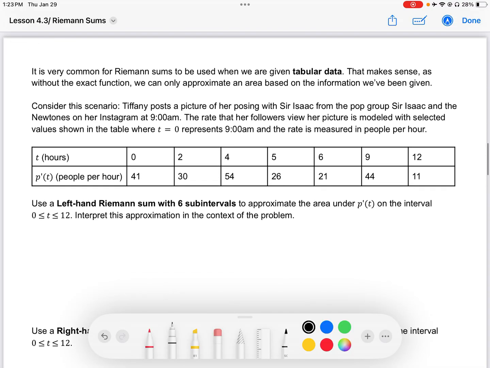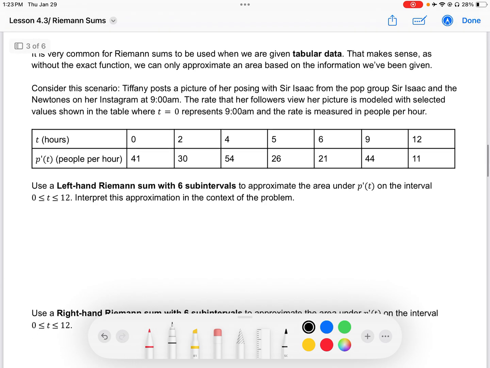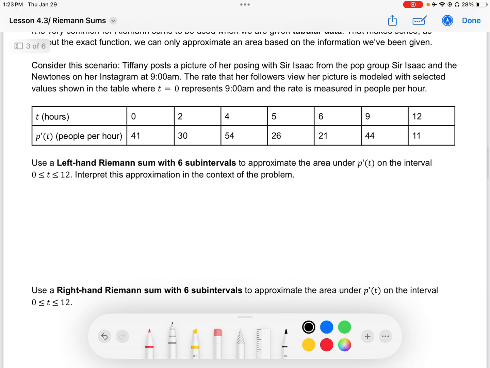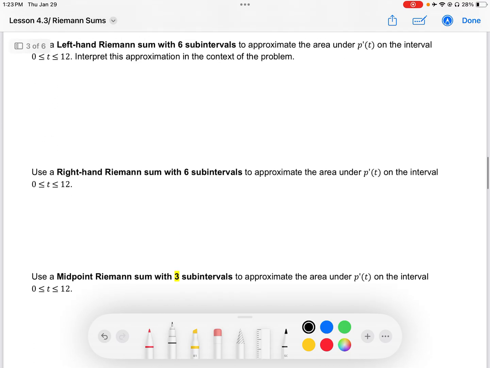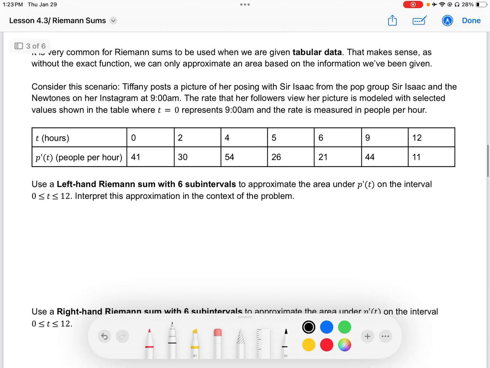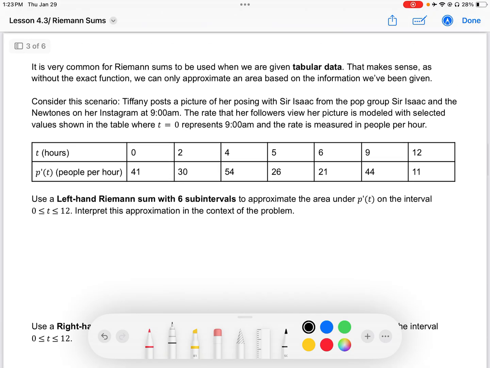It's very common for these sums for you not to have a graph, but rather to have some sort of tabular data. So I'd like to show you an example where we've got the same tabular data and we are going to do a left-hand, right-hand, midpoint, and trapezoidal Riemann sum. So here's the scenario. Tiffany posts a picture of her posing with Sir Isaac from the pop group Sir Isaac and the New Tones on her Instagram at 9 a.m.